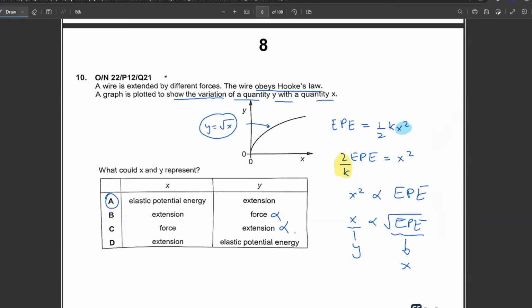D cannot be your answer. Why? Because if you plot elastic potential energy on the y axis, then it would have been a quadratic curve. It wouldn't have suited the curve that is given in the question.